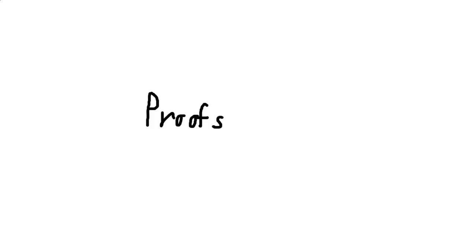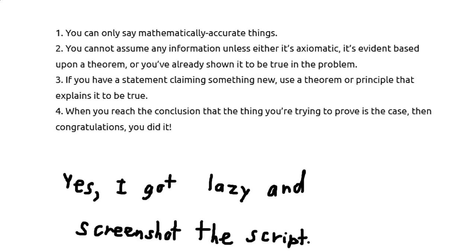However, critical writing skills that you would learn in an English course will not help here. No, instead you have to abide by the following rules. 1. You can only say mathematically accurate things. 2. You cannot assume any information unless it's either axiomatic, it's evident based upon a theorem, or you've already shown it to be true in the problem. 3. If you have a statement claiming something new, use a theorem or principle that explains it to be true.